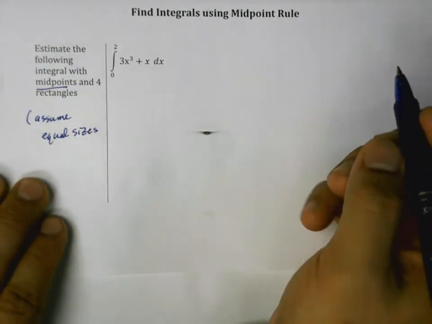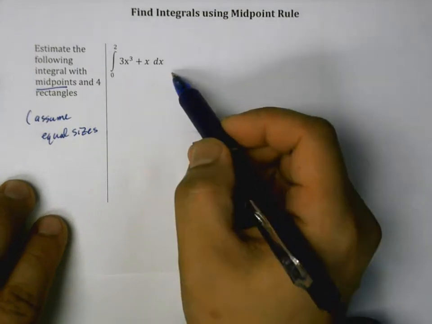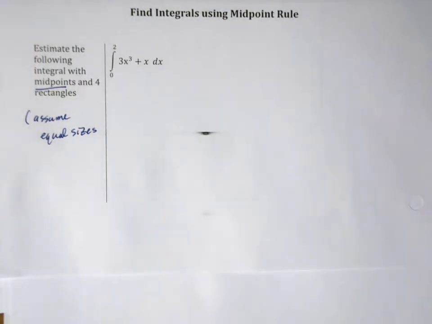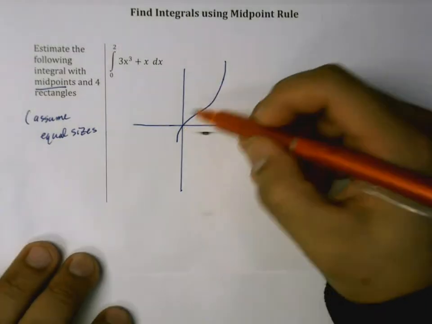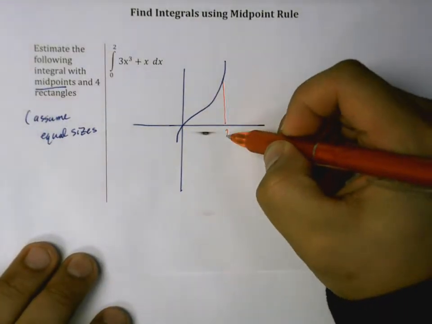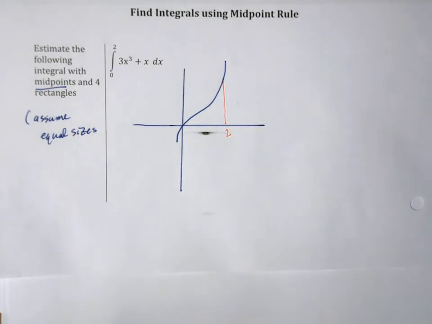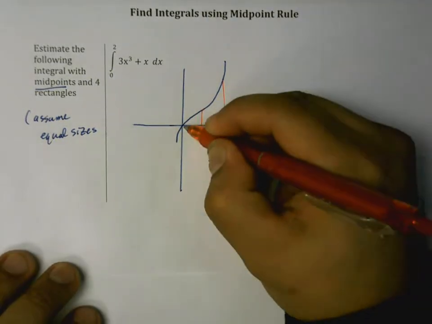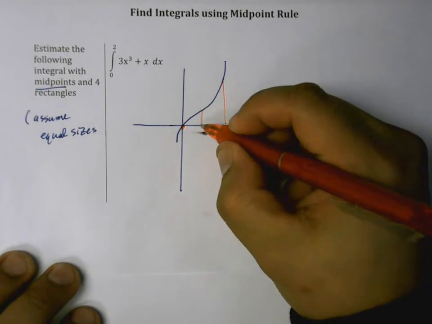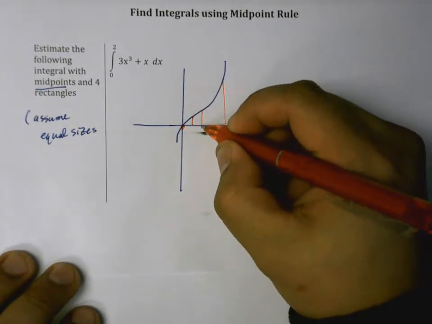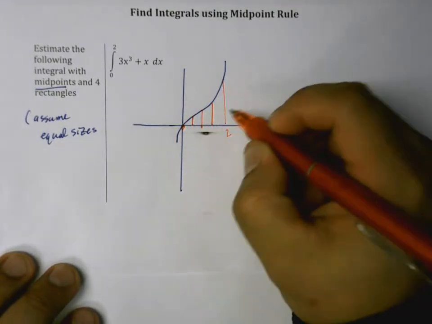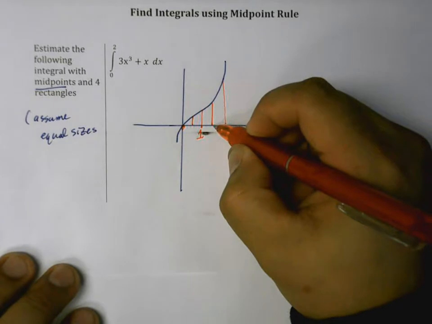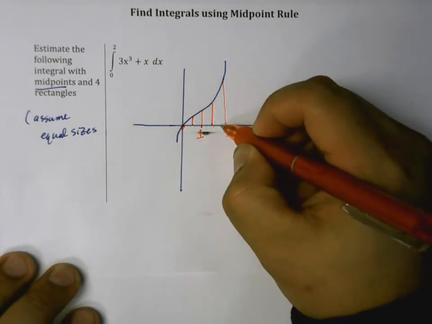First I'm going to do what I normally do, which is sketch out what this equation looks like. That's what the graph roughly looks like. Now we're going to break this up into 4 equal sizes, between 0 and 2, just as the problem asks. So that means we're going to have rectangles at 0, at 1/2, at 1, and at 1.5. So this is 1 here, this is 1.5, and this is 2.